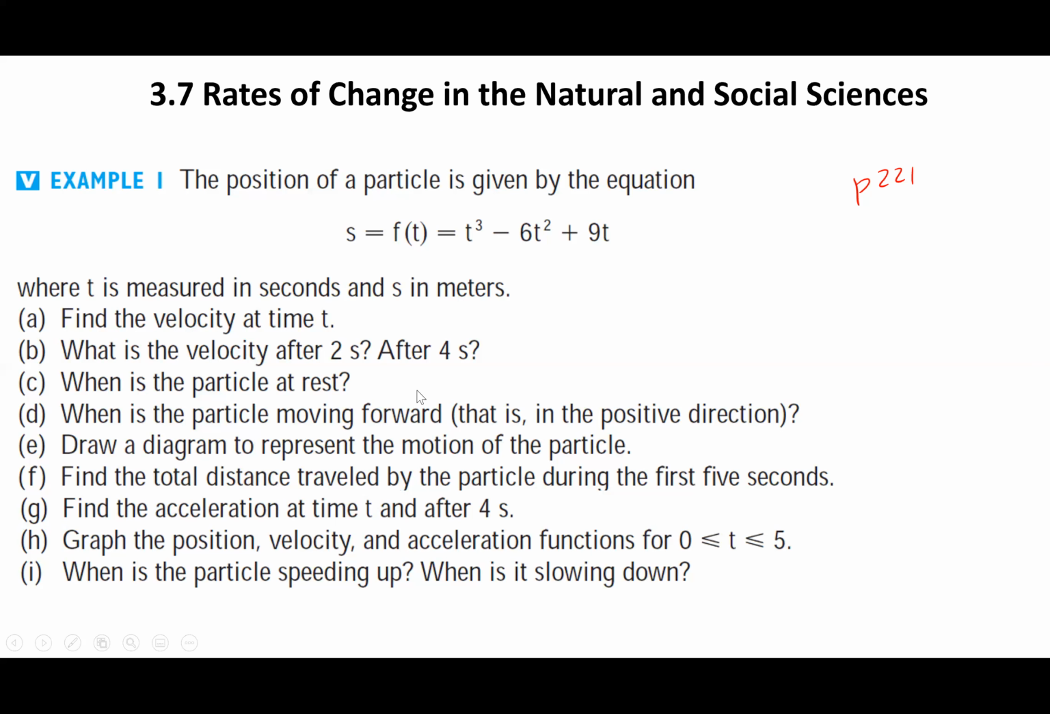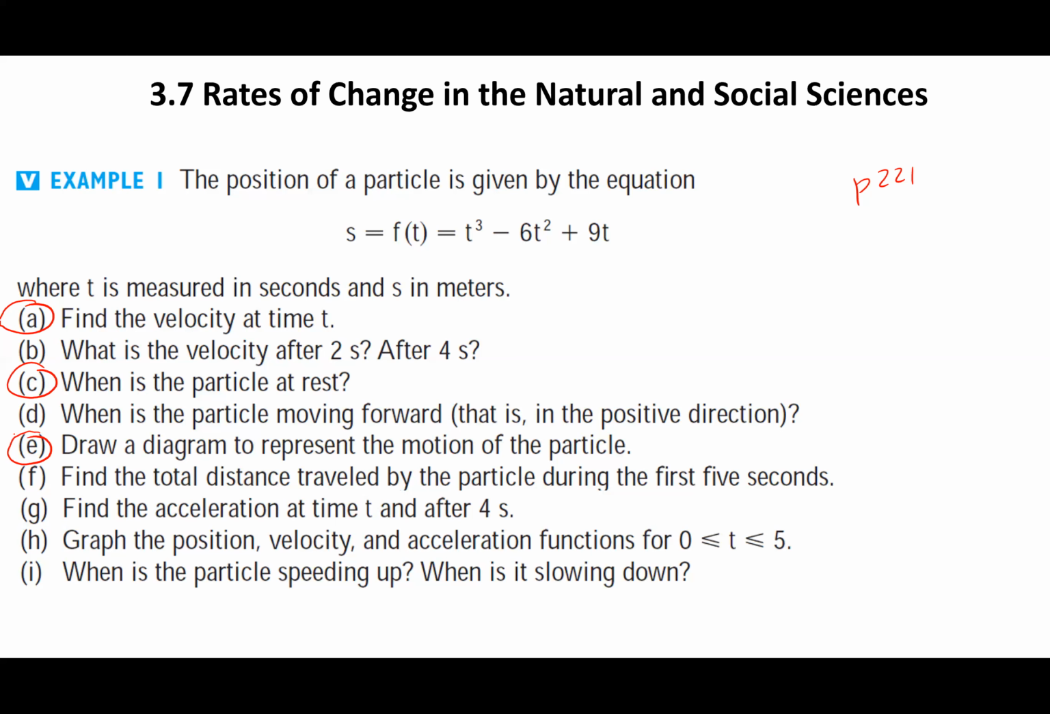Oh gosh, which should we do here? So find the velocity, that would be one thing, I guess. Then we're going to do when the particle's at rest. So let's do A and C, just so we can get through some of these problems. I'll let you guys read the rest here. And E, we're going to draw the diagram. So A, C, and E. We're good. Those are the ones we'll do in class.